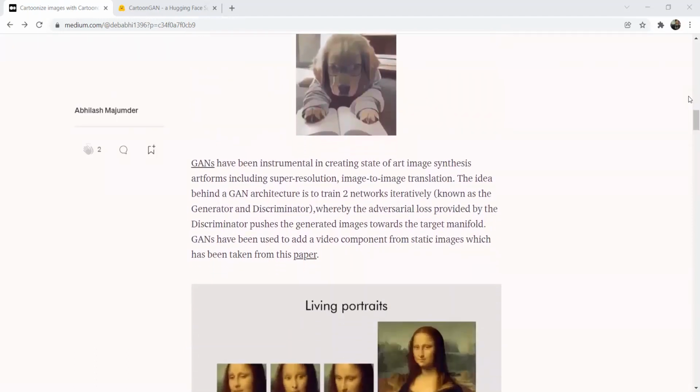Now GANs have been instrumental in creating state-of-the-art image synthesis models and art forms, let's say for super resolution, as well as image-to-image translation. The idea behind a GAN architecture is to train two neural networks, just as I have mentioned, the generator and the discriminator. But the difference lies in the adversarial loss. The adversarial loss provided by the discriminator always pushes the generated images produced by the generator towards the target manifold. So if we were to interpret this in the CartoonGAN section, the discriminator is pushing the generated images, that is the cartoonized images, towards the target manifold, that means towards the real world images.